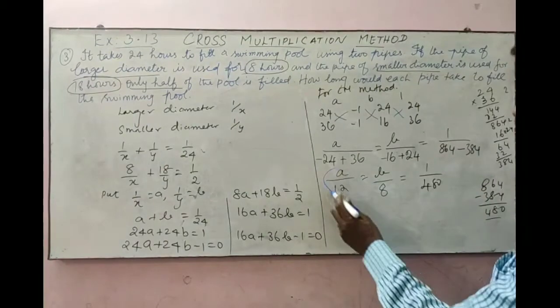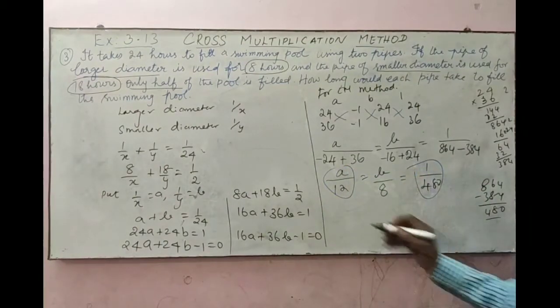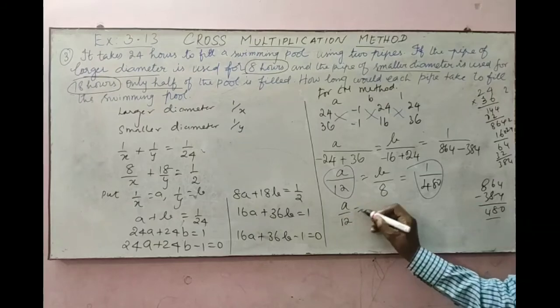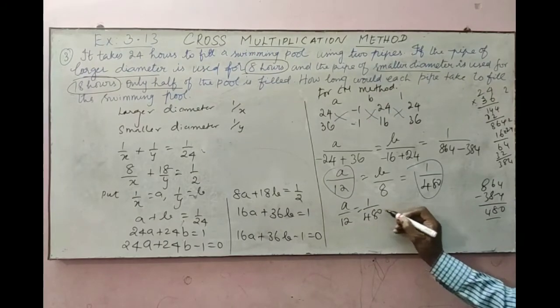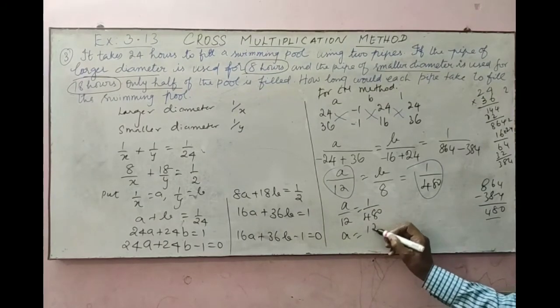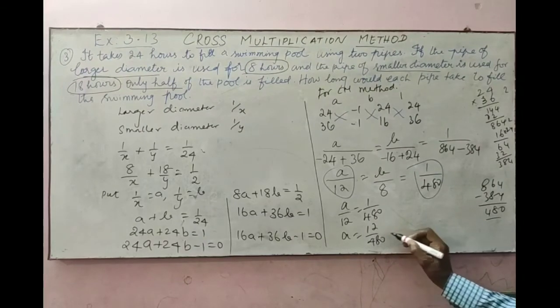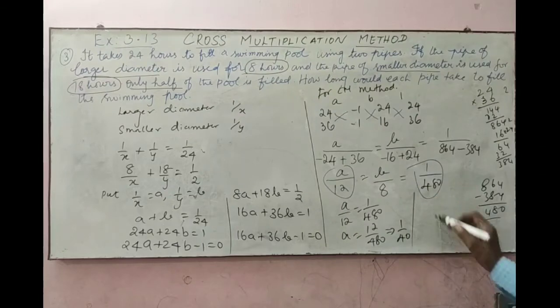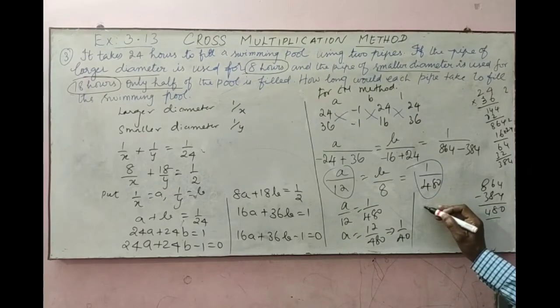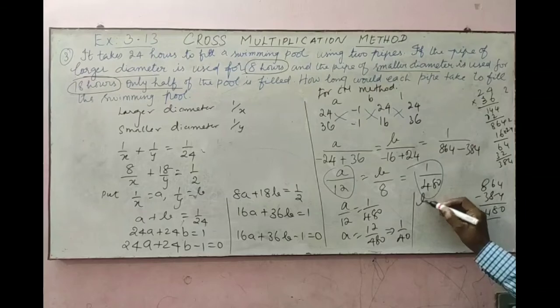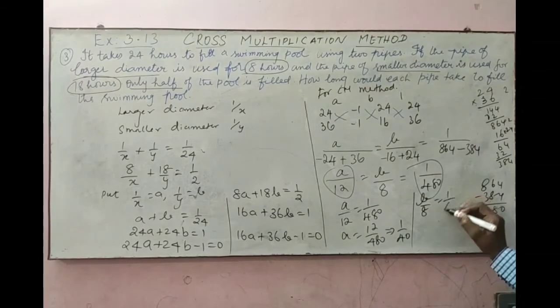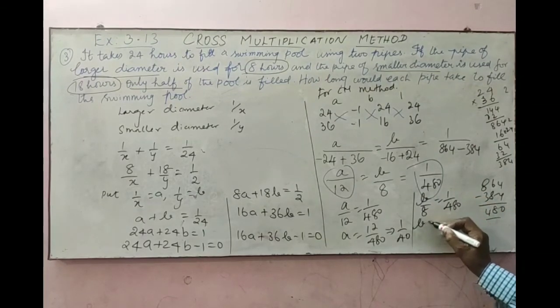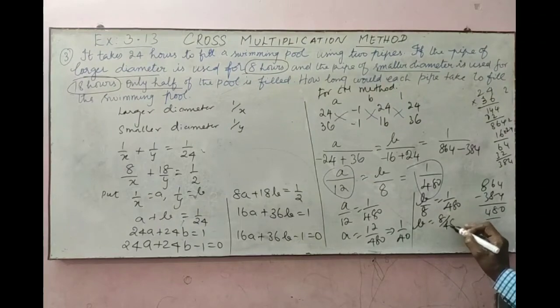Now equating this first term with the constant term, you will get A by 12 is equal to 1 by 480, which gives A is equal to 12 by 480. On simplification you will get 1 by 40. Like that, B by 8 is equal to 1 by 480. B is equal to 8 by 480. If you cancel this, you will get B is equal to 1 by 60.